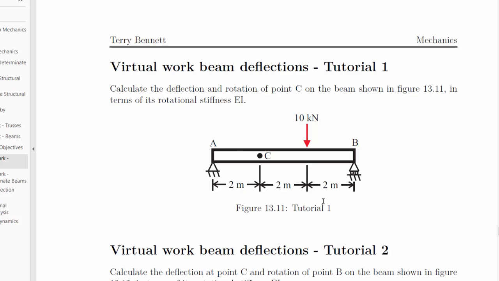So we have a 6 meter long beam subject to a 10 kilonewton load at 4 meters from the left hand end. And we'd like to know what the deflection is at point C, 2 meters from the left hand end, and also what the rotation will be. We're going to leave the rotational stiffness EI and just find out what the deflection is in terms of EI.